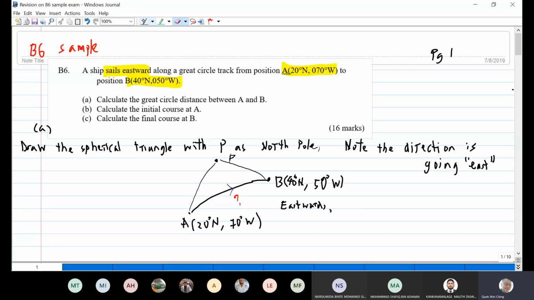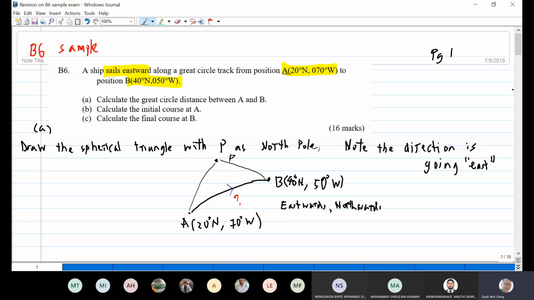So in order to get a triangle, you bring in the north pole. Let P be the north pole. You bring the north pole so that A to P is going north, and B to P is also going north. The ship is actually going east and north.